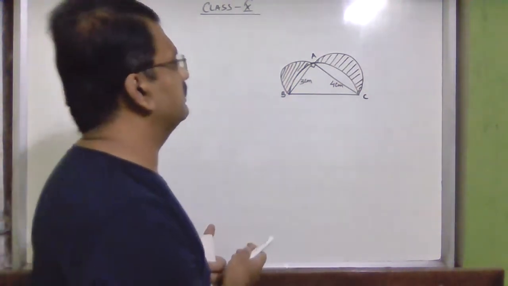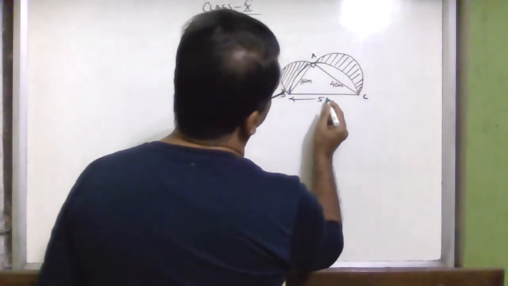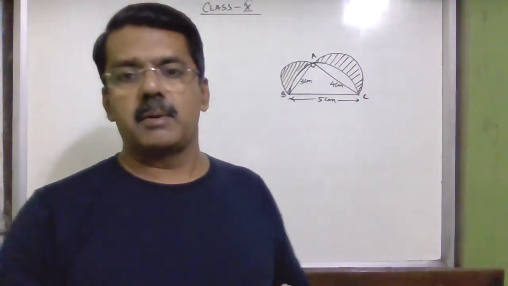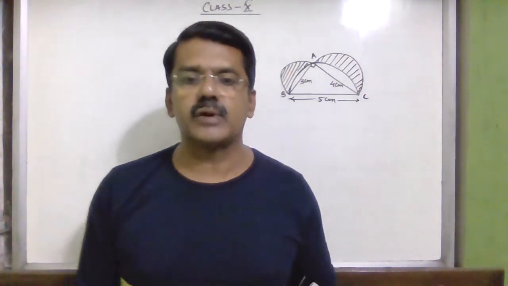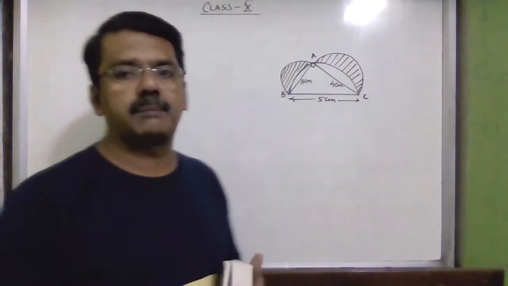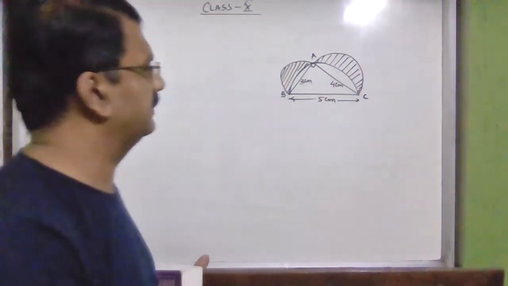Before that, I must tell you that using Pythagoras, you can easily calculate that BC will be 5 centimeter. Because in a right angle triangle, perpendicular square plus base square is equal to hypotenuse square. That is the Pythagoras theorem, and according to it, this side BC will become 5 centimeter.